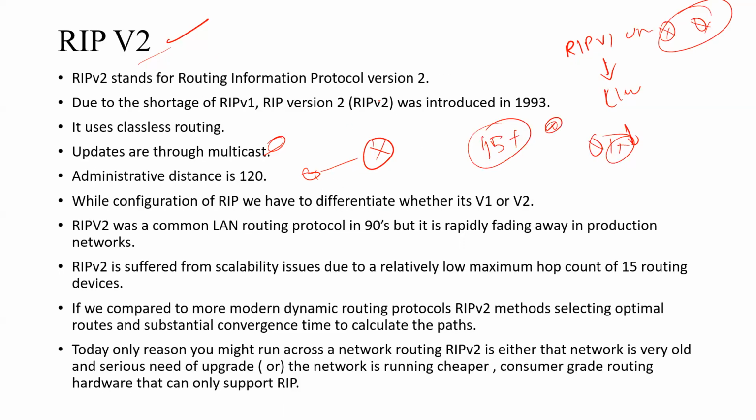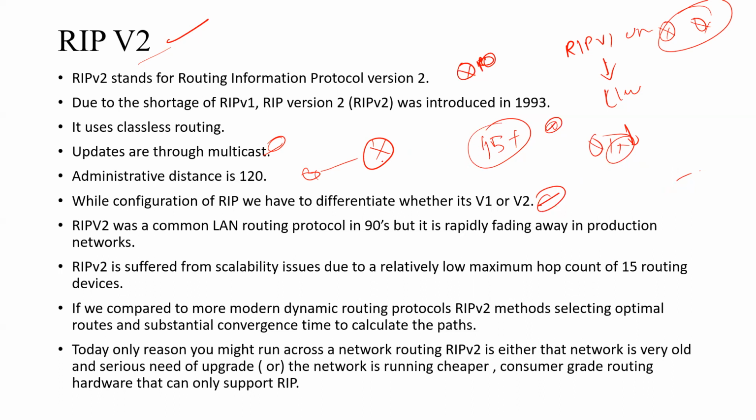One more thing we need to remember: while configuring the dynamic routing protocol in the router, we need to specify which version we are running, whether version 1 or version 2. If you are running version 1, it should be a classful network. If you are running version 2, it can be any network. So mostly version 2 will be used.